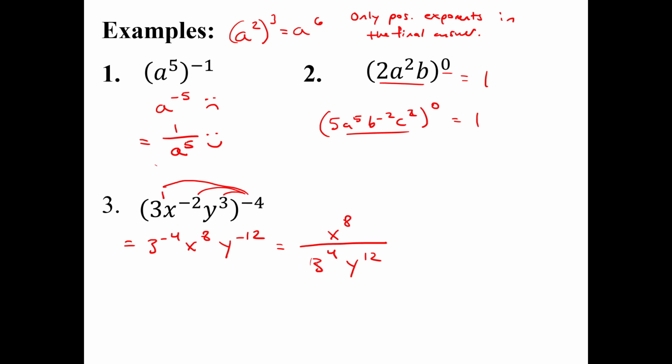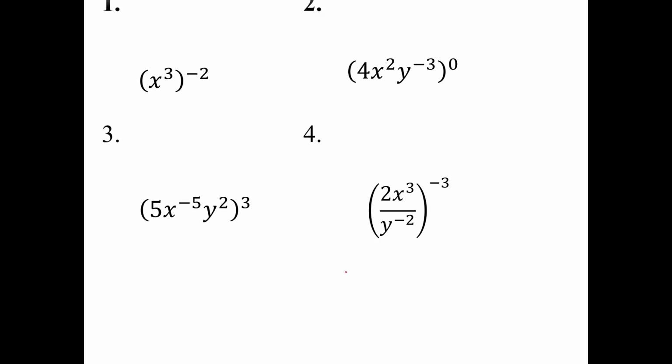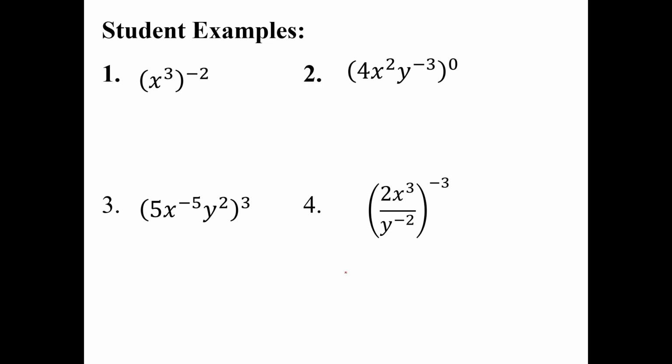And then we just need to figure out what 3 to the 4th power is. 3 times 3 times 3 times 3 is 81. And you're done. Okay, don't leave negative exponents, and please simplify any numbers that can be simplified. Okay, again, if you feel like you understand and you want to try these examples, please feel free, and I will catch up with you in a moment.